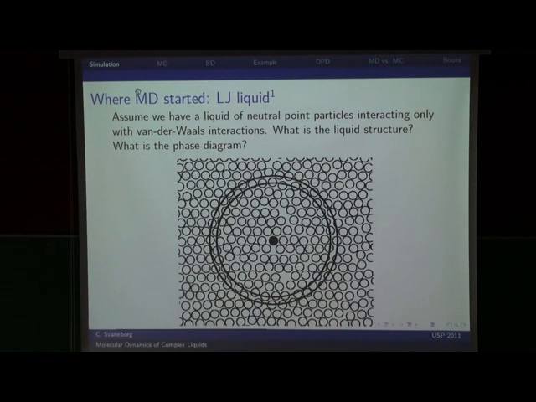Okay, so where did all this business of molecular dynamics simulation start? It started with the very most simple system you can imagine, that of a Lennard-Jones liquid. So if you assume that you have a liquid comprising neutral point particles, and the only interaction they have is through van der Waals, then we can ask, what is the liquid structure? If you want to do theory for liquid structure, this is amazingly complicated theoretically.